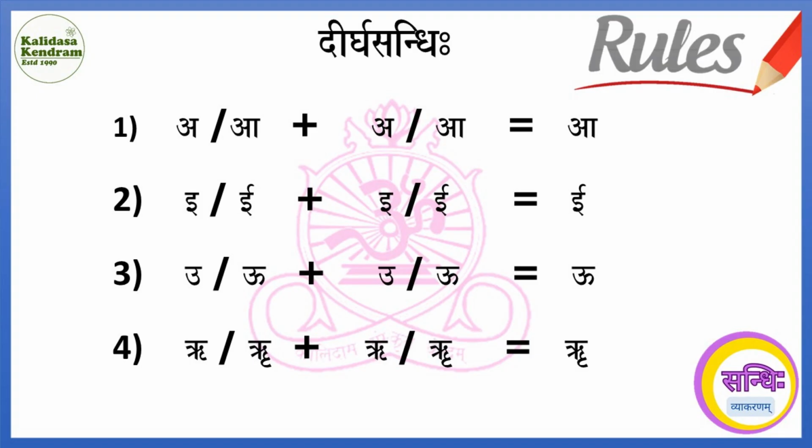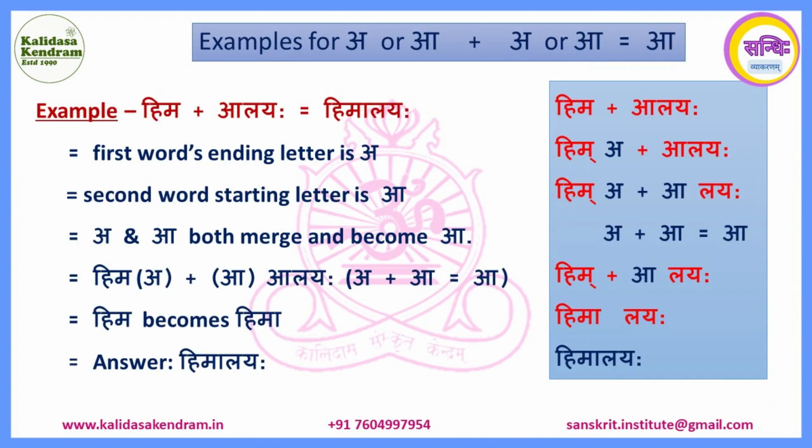Rule 2: i or ī plus again i or ī. The first word should end with i or ī. The second word should start with i or ī. Then both the vowels merge with each other and become one long vowel. Rule 3: u or ū plus u or ū is equal to ū. Rule 4: ṛ or ṝ plus ṛ or ṝ becomes one single long vowel, ṝ. Let's move on to the examples.